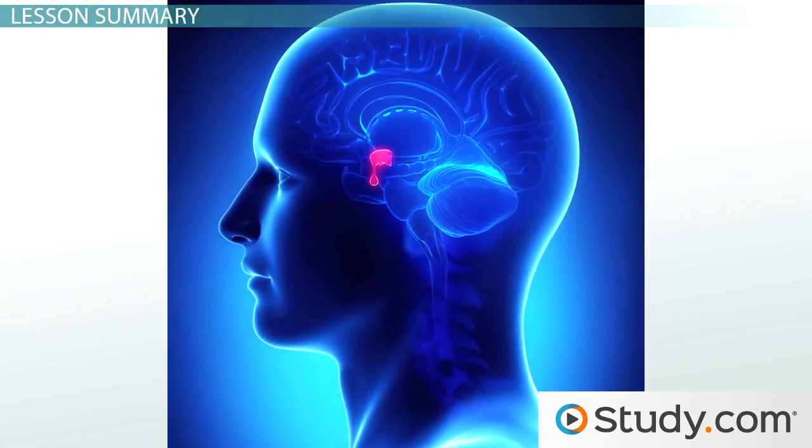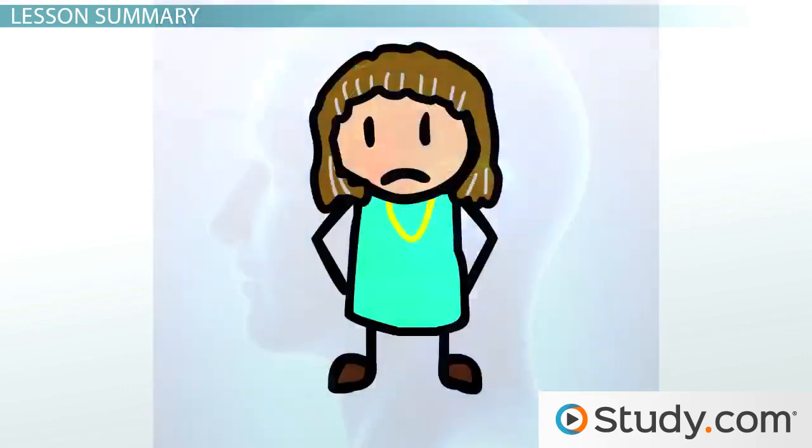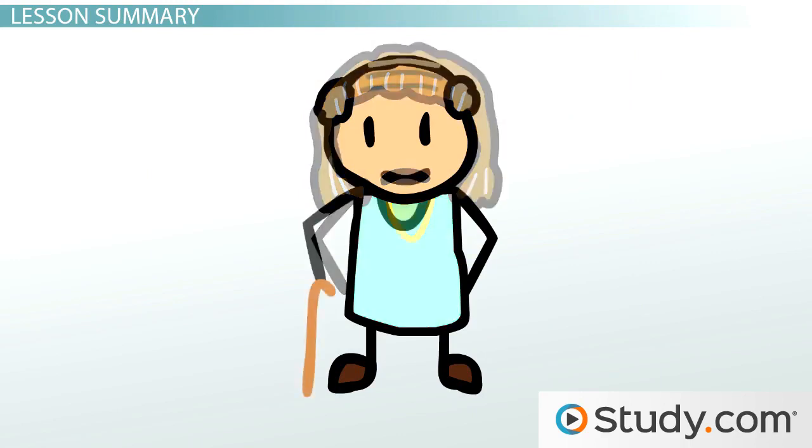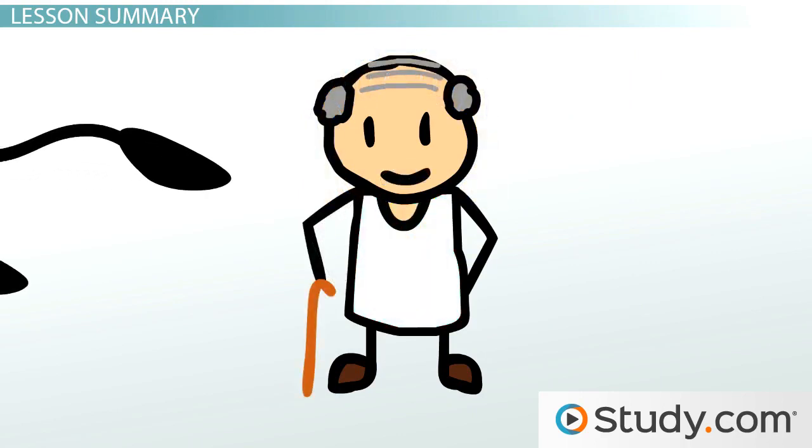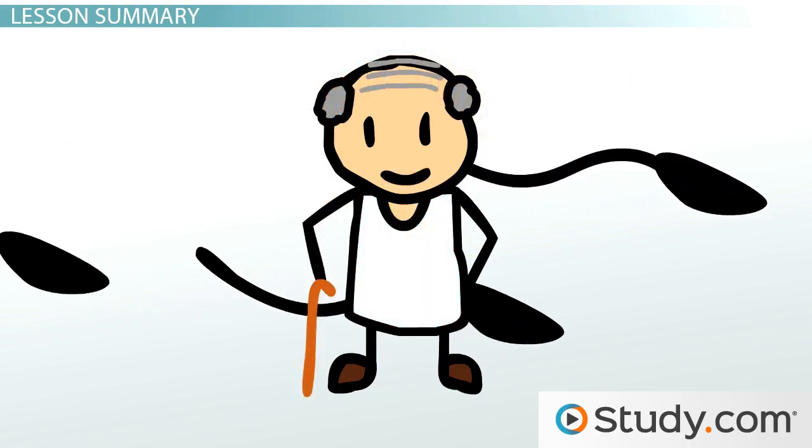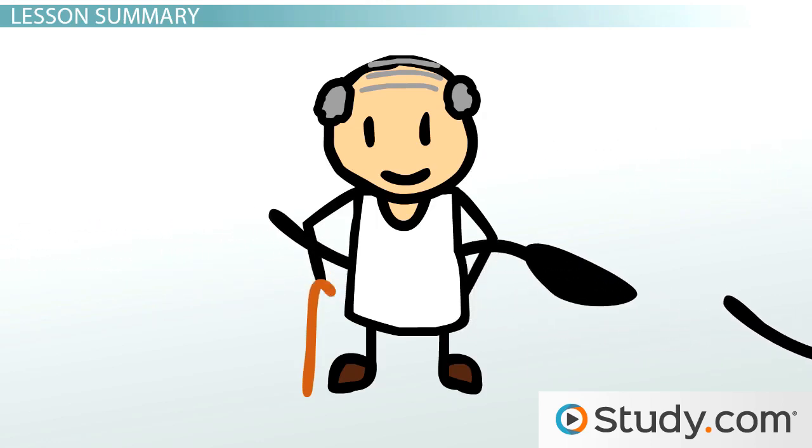And remember, this all starts at puberty. But unlike females, who are born with a certain number of eggs, male sperm production actually continues all the way into old age. That's right, guys. Keep making sperm all the way into old age.